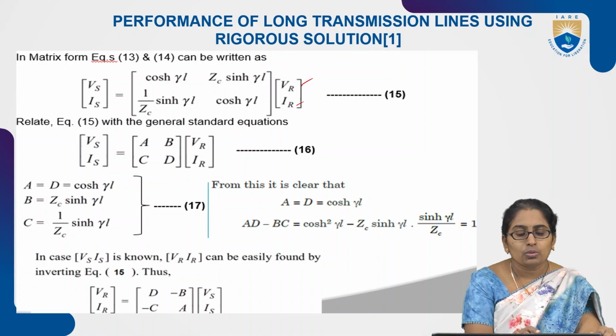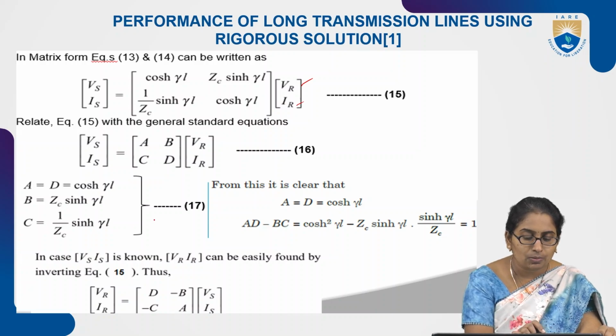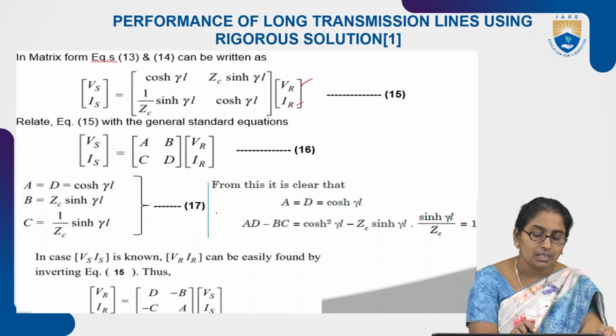What is A? Cos h gamma l. What is D? That is also the same as cos h gamma l. What is B? Zc sin h gamma l. What is C? 1 by Zc sin h gamma l. Say that equation number 17.